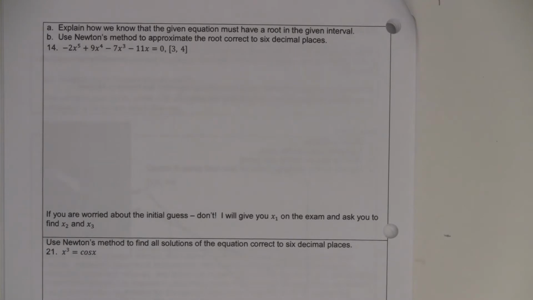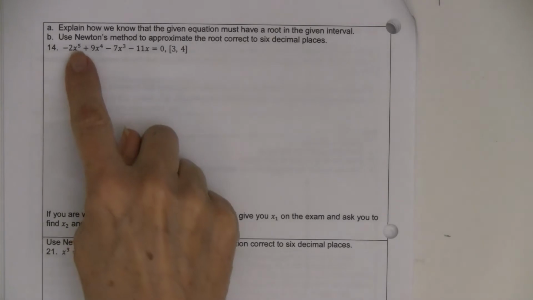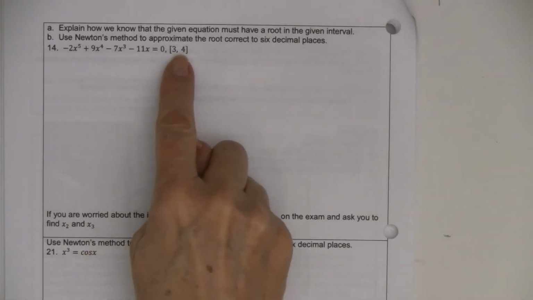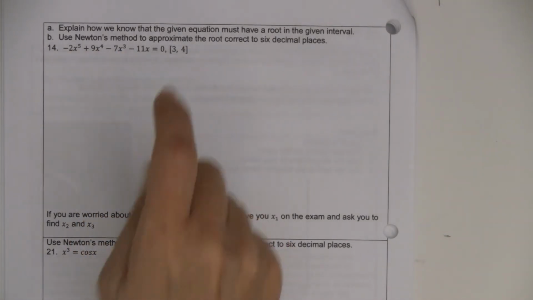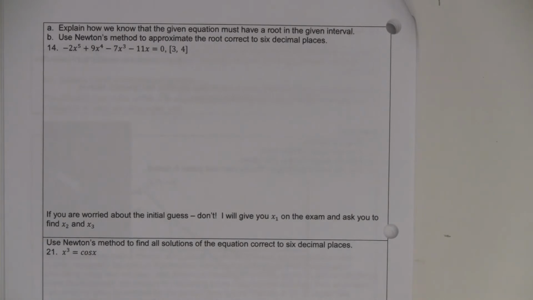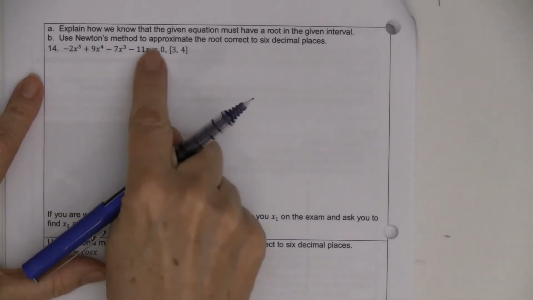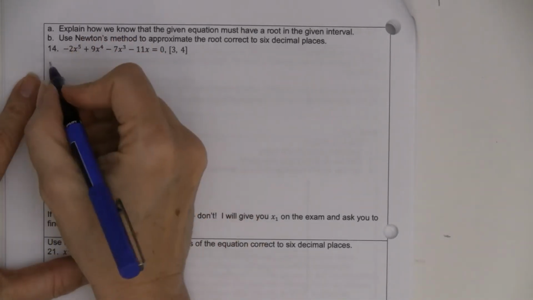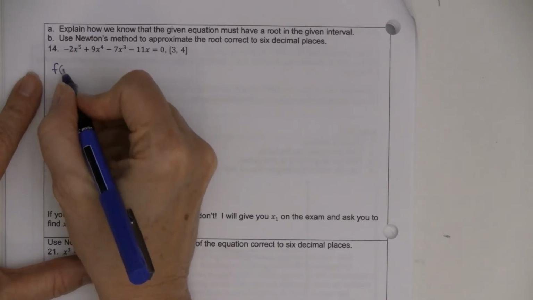So this is problem 14 in your book, and they want us to explain how we know that the given equation must have a root in the given interval. They've given this equation, and they're wanting us to tell them why we know that there would be a root between 3 and 4. What you have to do is, this is my function, and you have to find f at 3.